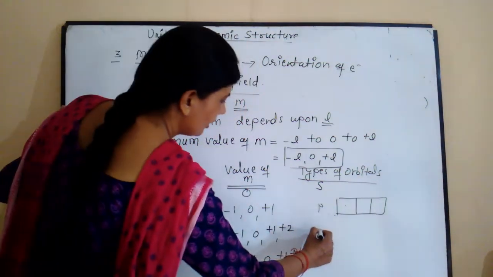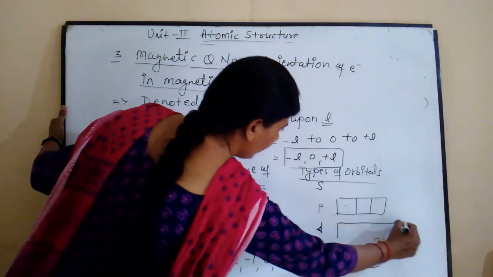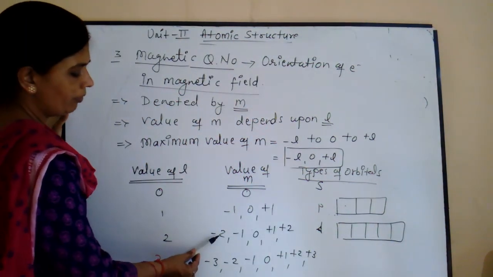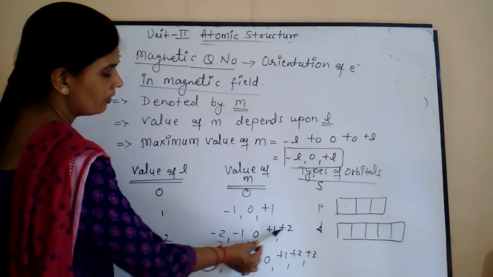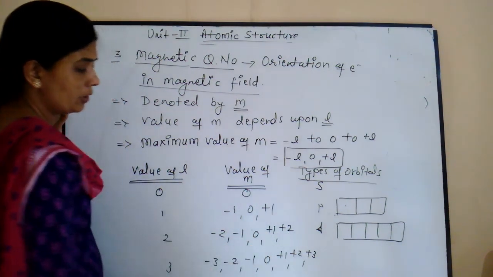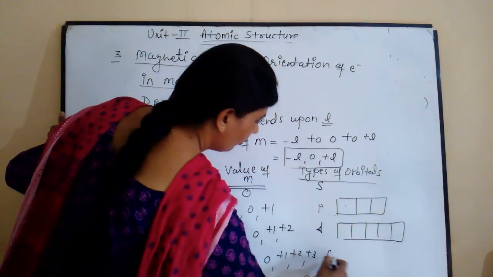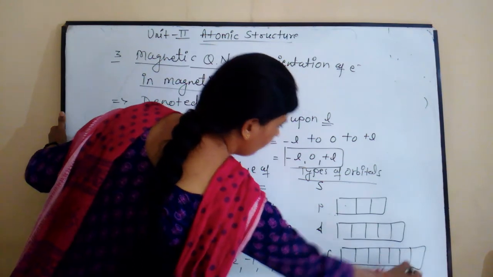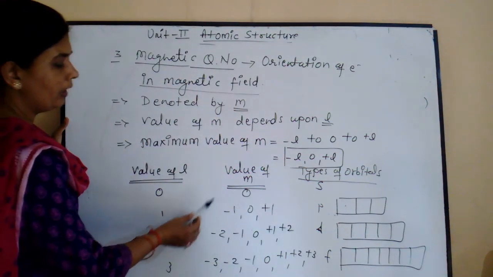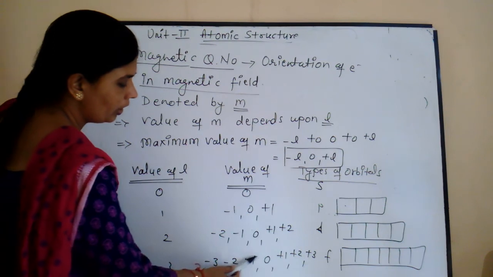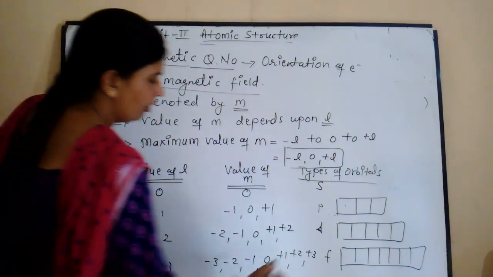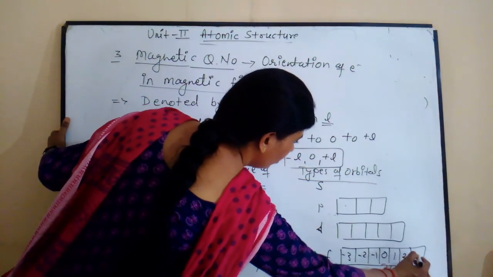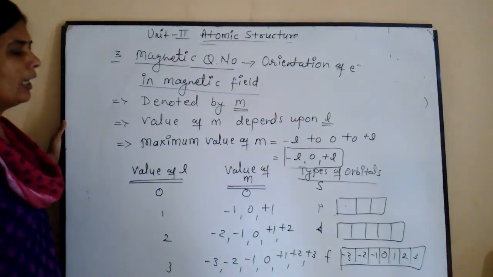The d orbital we classified into 5 types because for the d orbital there are 5 m values: minus 2, minus 1, 0, plus 1 and plus 2, that is minus 2 to plus 2. And the fourth is the f orbital, which we divided into 7 types because for the f orbital there are 7 m values: minus 3, minus 2, minus 1, 0, 1, 2, 3. That's why we classified the orbitals.